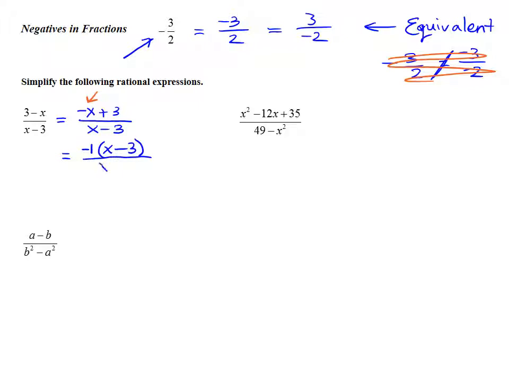Once I do that, I can clearly see that the denominator is the same as that factor that's left over when I take out the negative 1. So I can actually cancel these x minus 3's and get left with negative 1.